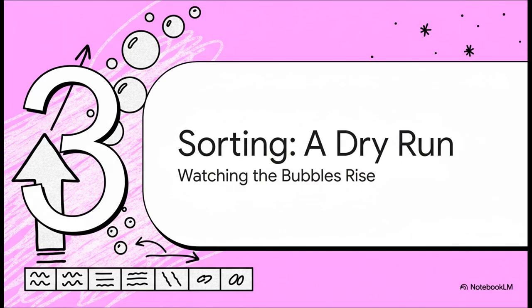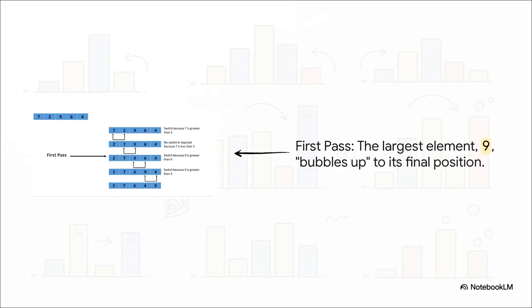All right, theory is great and all, but seeing it in action, that's where it really clicks. So let's do a quick dry run with a simple list of numbers and actually watch these bubbles rise to the top. Okay, here's our starting lineup. 7, 2, 9, 6, 4.